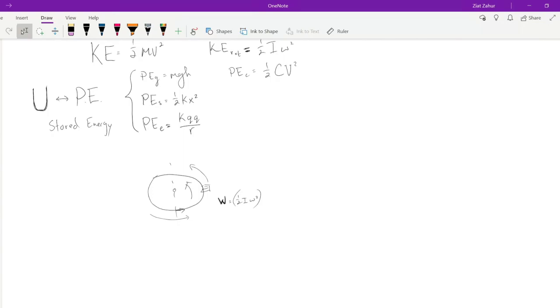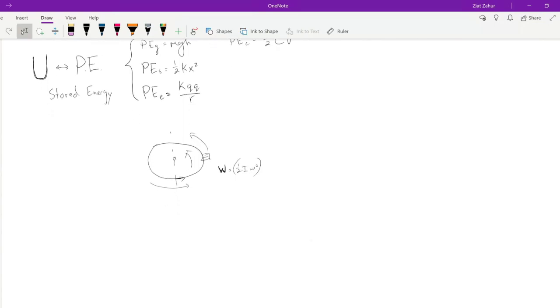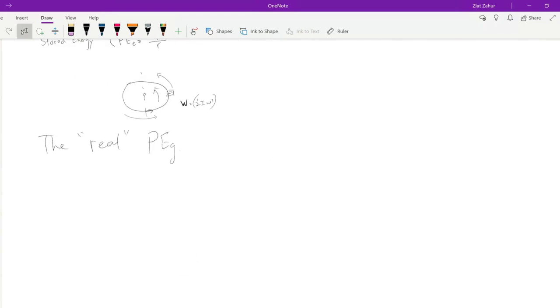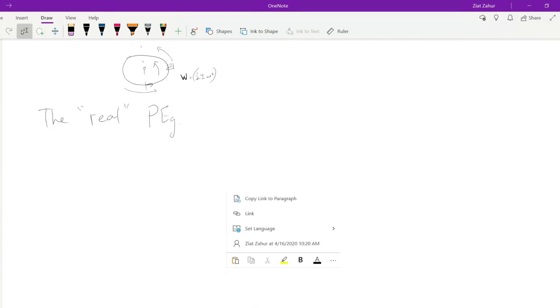Now, the other energy that we forgot is the gravitational potential energy. What is the real pegmega? The real peg, well, recall that when we did pegmega, we are assuming we are near the surface of the Earth.